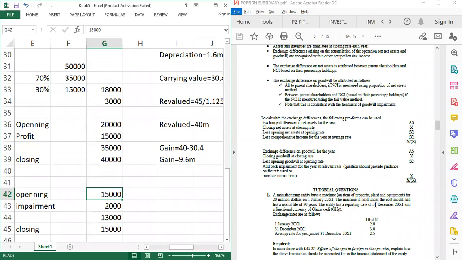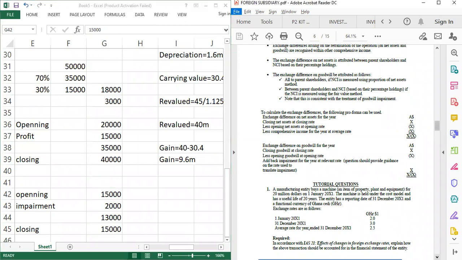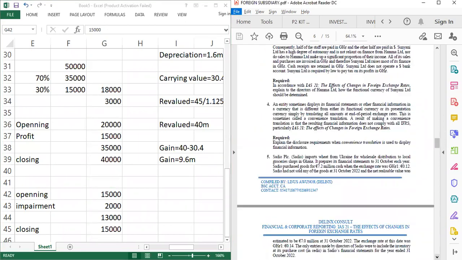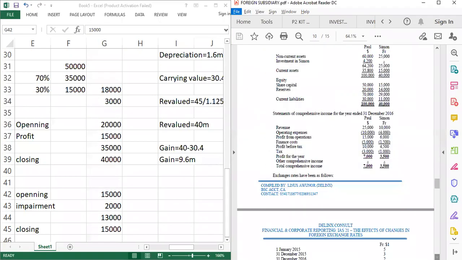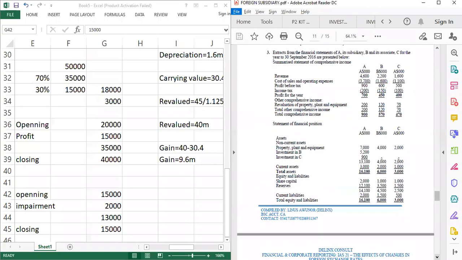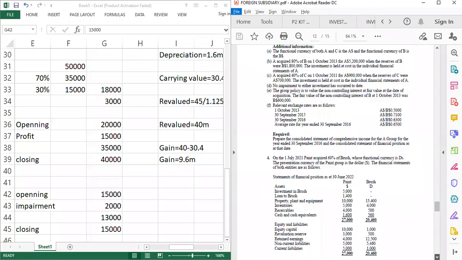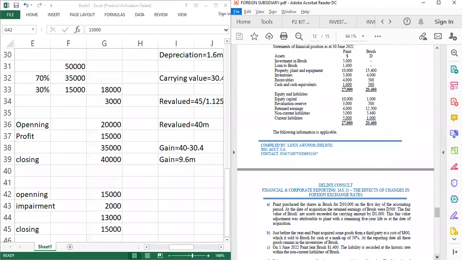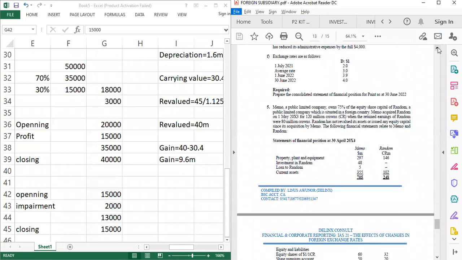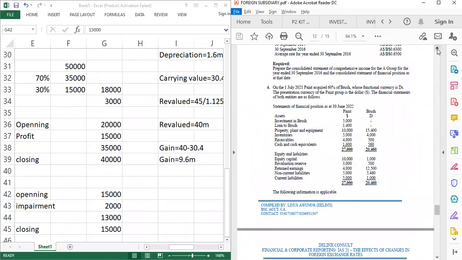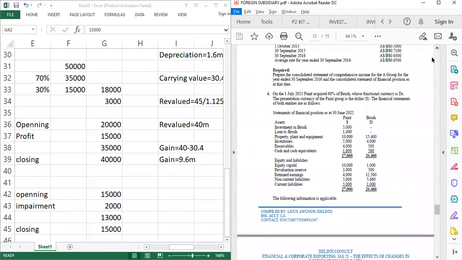All right. Let's pick a question. Let's pick one question, then we solve it. Then we see what we do. We solve only statement of financial position today. Next time we do statement of financial position and closing on Saturday. Let's look at question 4.